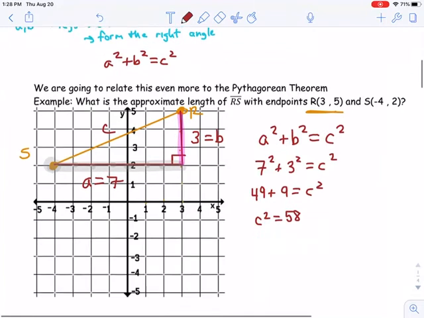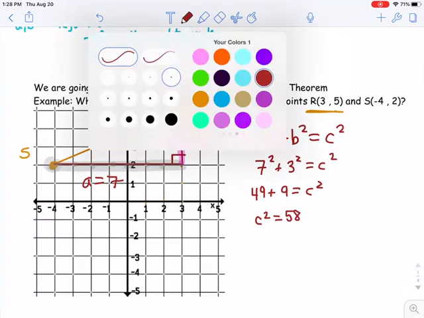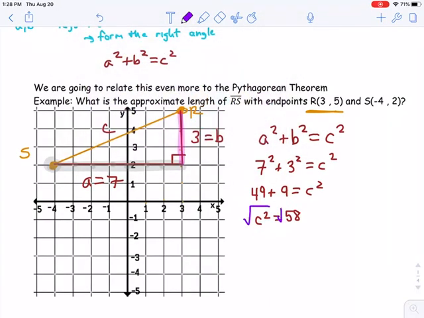I swapped the order, and then did the addition. Take the square root of both sides, and C is going to be a number incredibly close, not exactly, approximately, the square root of 58, 7.6, about 7.6.